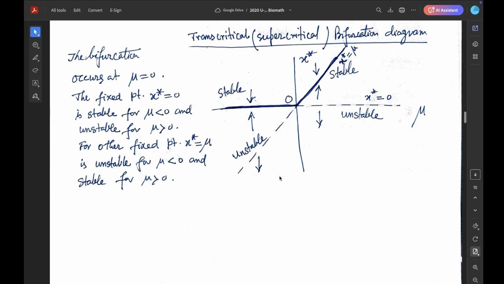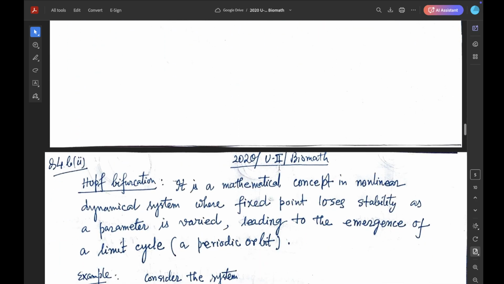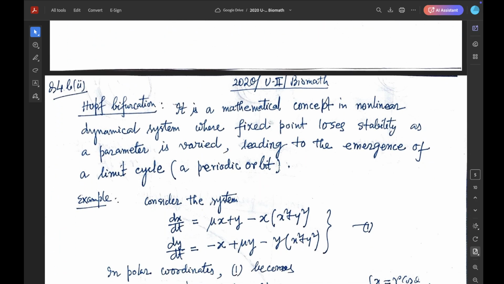This is the next, Hopf bifurcation. It is a mathematical concept of nonlinear dynamical systems where a fixed point loses stability as a parameter is varied, leading to the emergence of a limit cycle or periodic orbit.